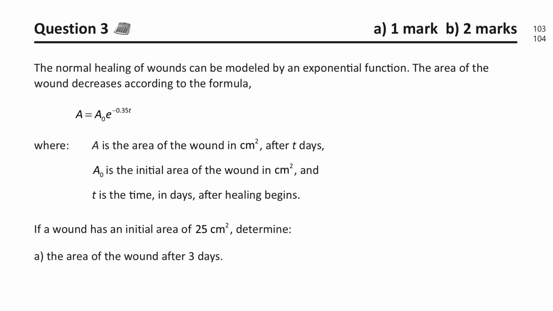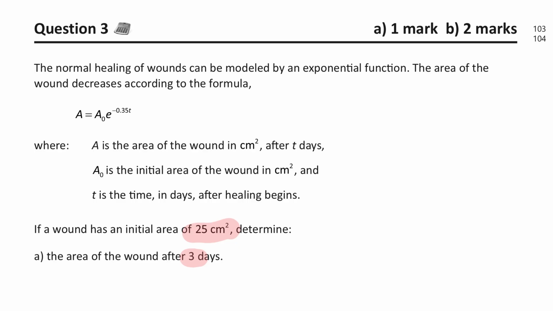Question 3. We've got a word problem here. The normal healing of wounds can be modeled by an exponential function. The area of the wound decreases according to this formula. Okay, so we have some formula here. Then they're going to explain it to us. A equals something. A0 equals something. Time equals something. If the wound has an initial area of, okay, so there's some information. 25 centimeters squared, determine the area of the wound after part A, 3 days.